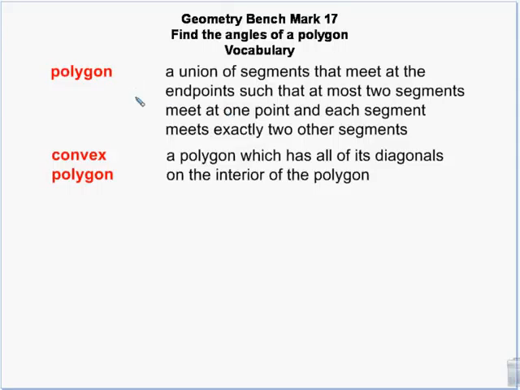Right, a polygon is a union of segments that meet at endpoints. Basically, it's a shape, but it's a shape where all of the lines are contained. So polygons are closed. This is a polygon. This is not a polygon. That's not a polygon. That's not a polygon. Polygons have to be closed. Things that cross each other, not polygons.